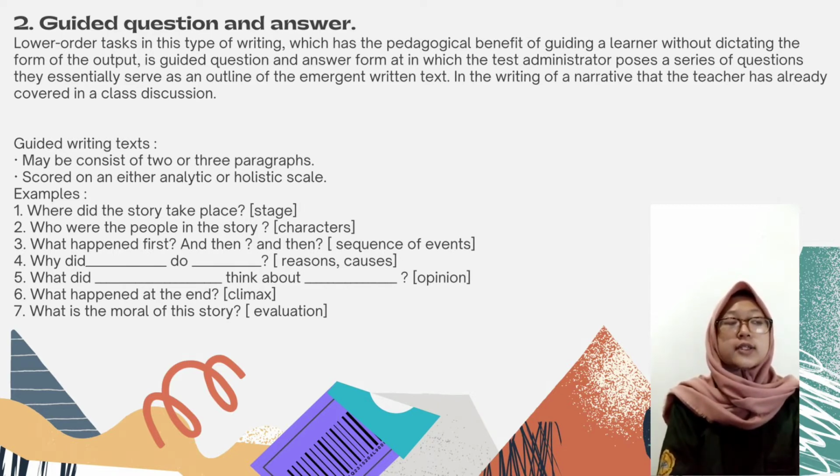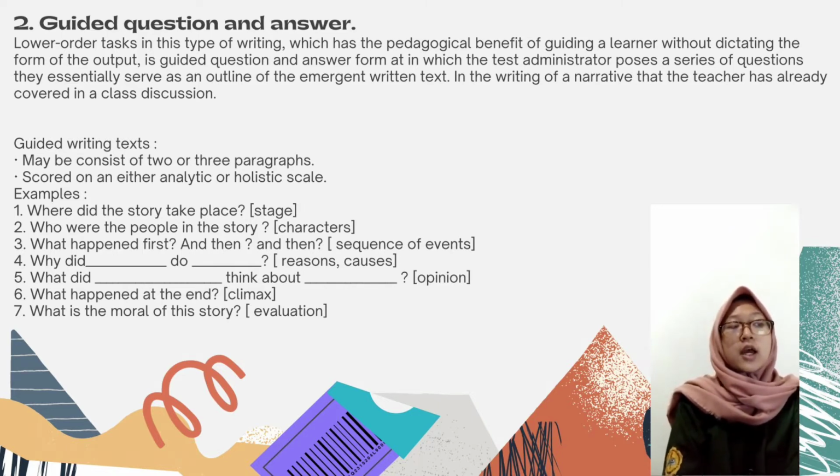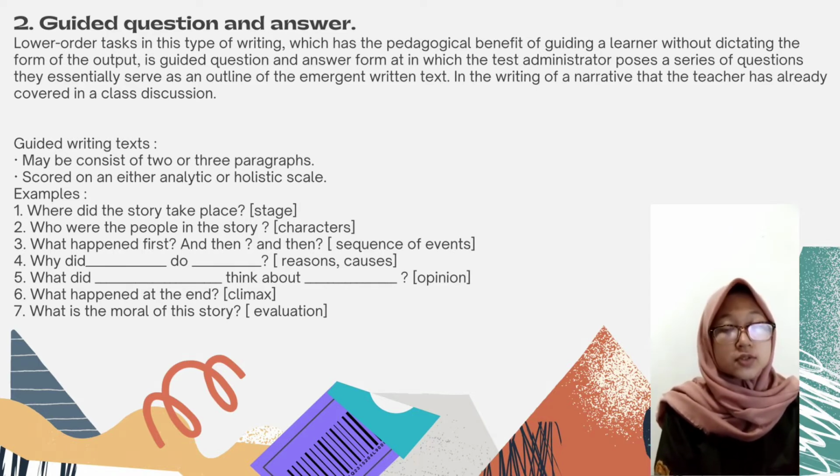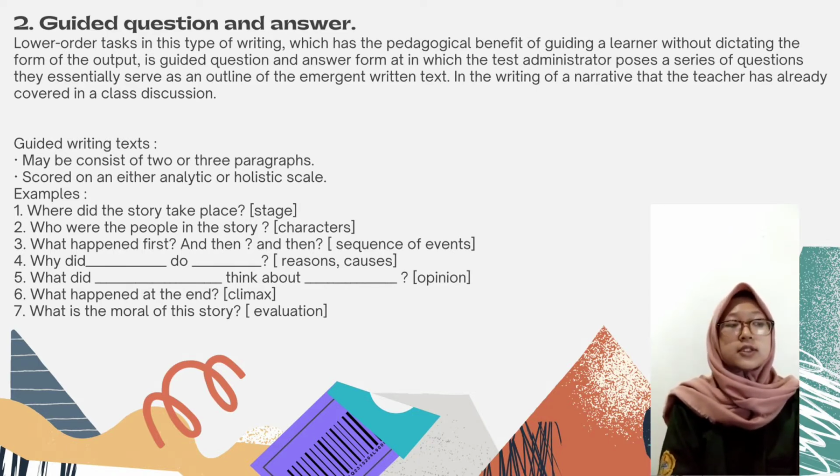So in the guided writing, text may consist of 2 or 3 paragraphs and be scored on either an analytic or holistic scale. For example, number 1. Where did the story take place is the stage. 2. Who were the people in the story is the character. 3. What happened first and then is the sequence of events.